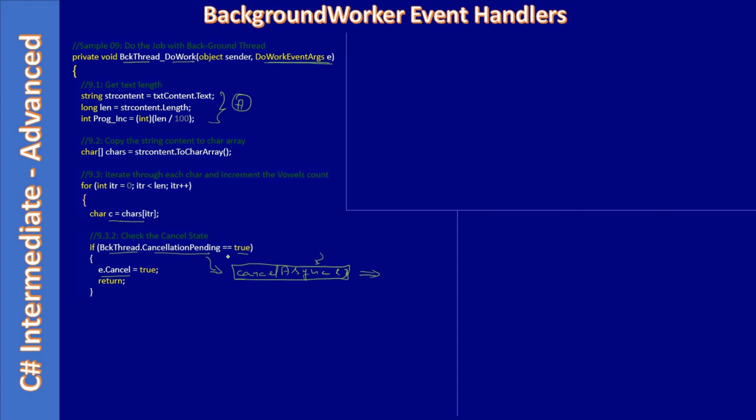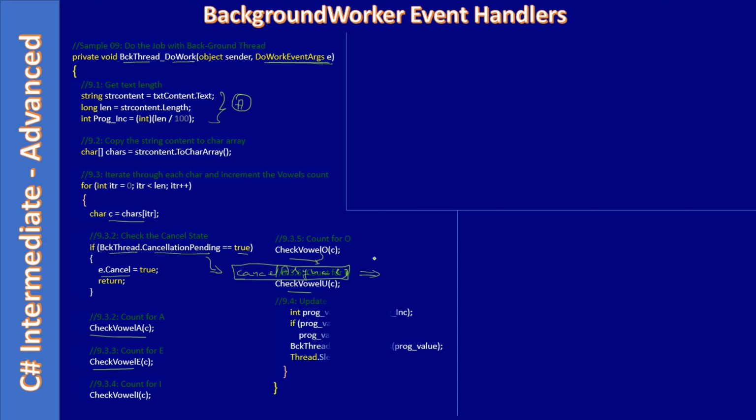And when CancellationPending is true, in this event handler, we set e.Cancel equal to true. This will cancel the task. All right, if cancellation is not requested, we make calls to check vowel A, check vowel E, and so on. This function we already used in our previous videos, and this part also, so there are no changes here. We just moved the same stuff inside the DoWork event handler.